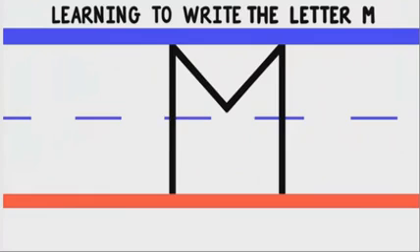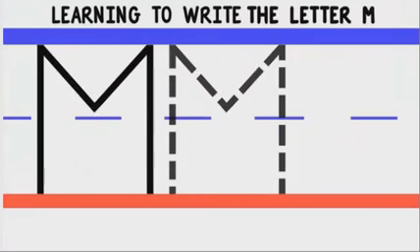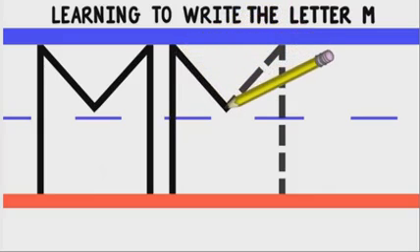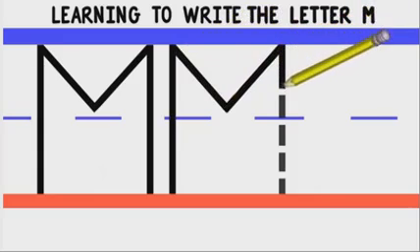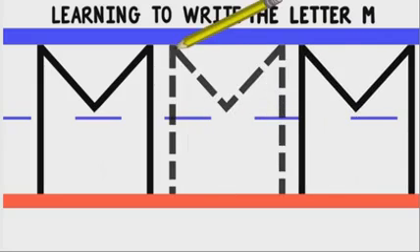Good job! Let's do that again. We'll start at the top and do a straight line down. Then go back to the top and do a diagonal line down. Then do a diagonal line up and a straight line down. Good job! Now you try.